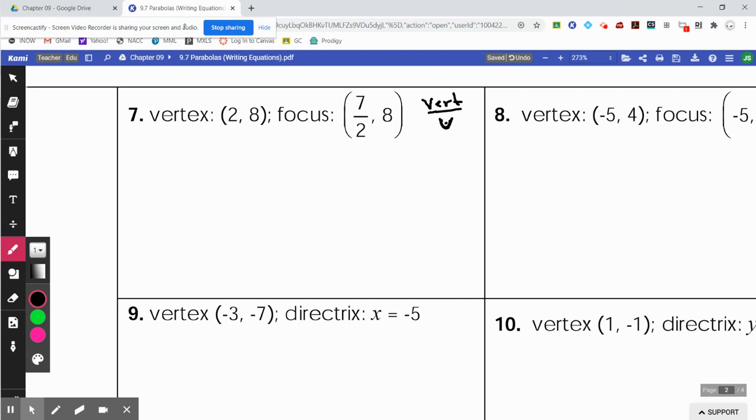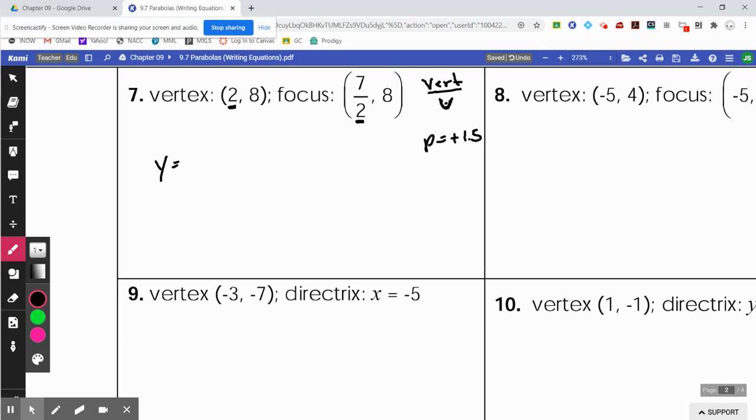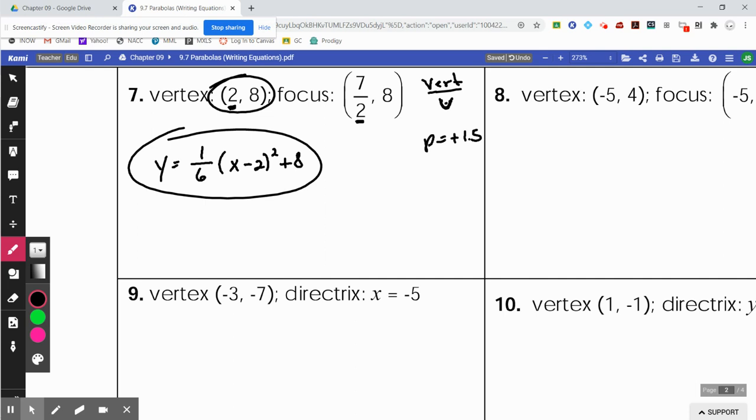So therefore, you have a y equals parabola. We do need to know the value of our p here, and it will be a positive value because it does cup up. The distance from here to here: this is 2, this is 3.5, so that's a distance of 1.5, which will be our p-value. We have 1 over 4 times 1.5, which would be 1 over 6. And then you have x, and we've got to move it to 2, 8, so a -2 would move it to +2, and then a +8 at the end would move it up to +8.